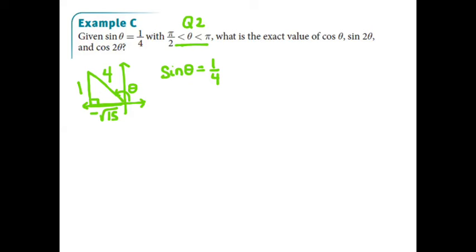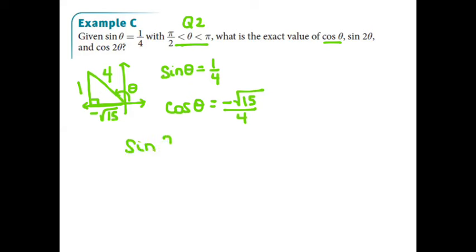So I think with that information we should be able to find everything we're asked for. First of all, cosine theta. Well, cosine theta is going to be x over r, and we just found the x. Negative square root of 15 over the hypotenuse, which is 4. So that's our cosine of theta.